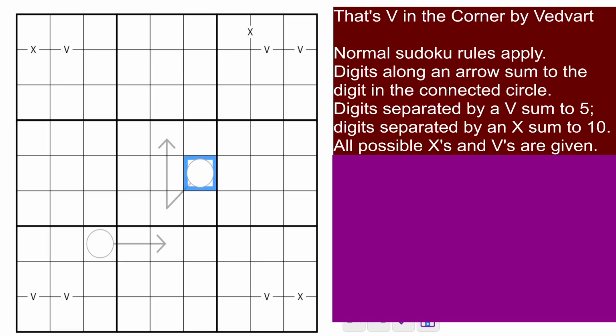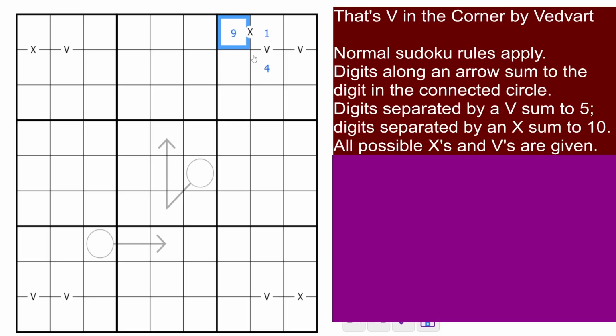Digits separated by a V sum to 5. Digits separated by an X sum to 10. All possible X's and V's are given. Another standard Sudoku variant. So V means the digits separated by a V should sum to 5. So if there is 1 here, then there must be a 4 here. You cannot have anything else here. And across an X it is the same as V, but the sum should be 10. So if there is 1 here, it must be 9 here across the X. And there is the negative constraint, so all possible X's and V's are given.